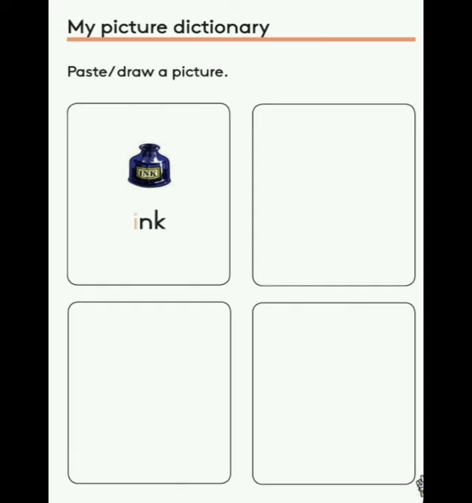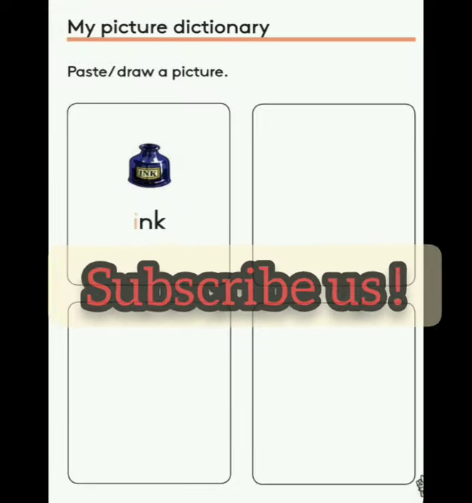Children, in today's session we have learned so many new things, right? We have identified capital I and simple I. We have learned so many new words starting with letter I, and also we have discussed all the activities given in your writing practice book related with letter I. So children, today's session was very interesting for you.